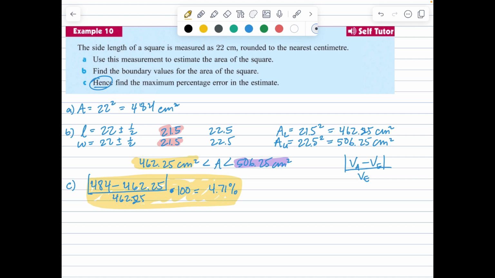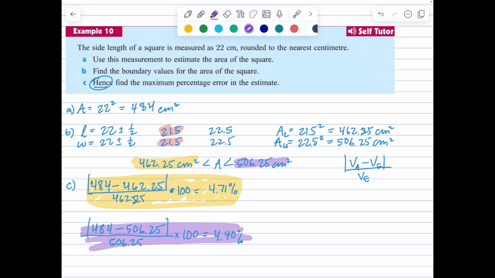Now we'll take the upper boundary of our area. The approximate value of the area was 484, but if the actual area, the exact area is actually 506.25, then we subtract that and we divide by the exact and we multiply by 100, and there we get 4.40. And that comes again from using the upper boundary.